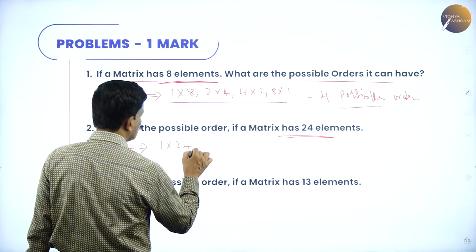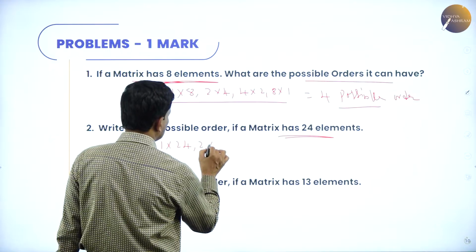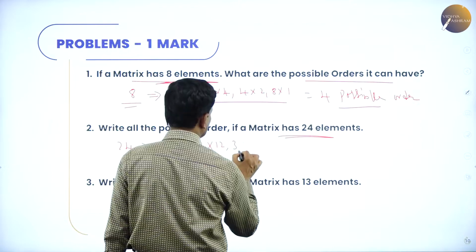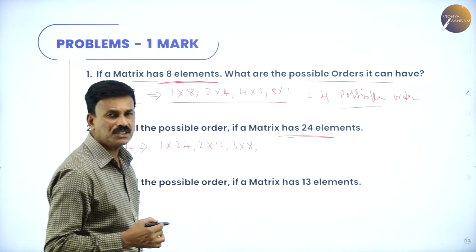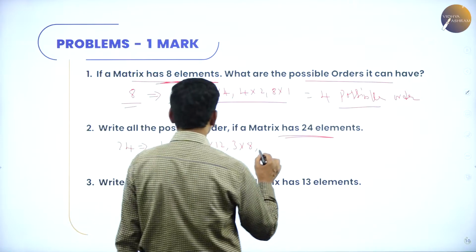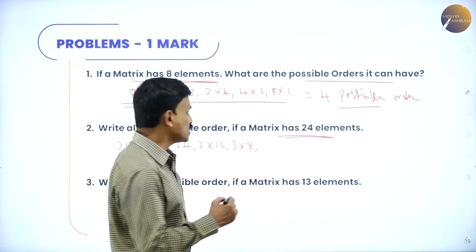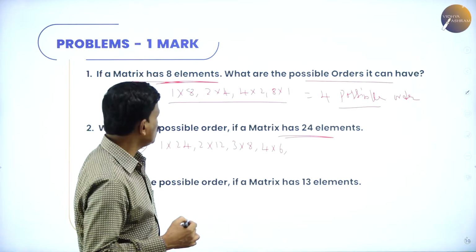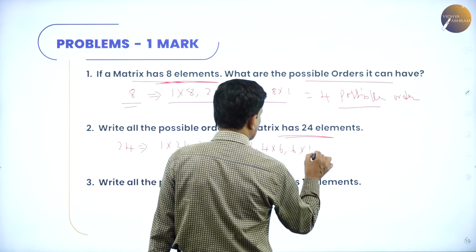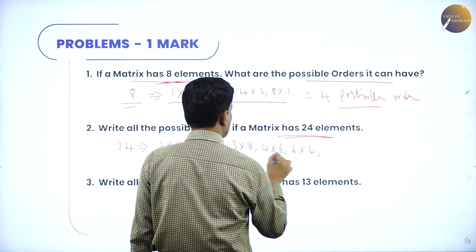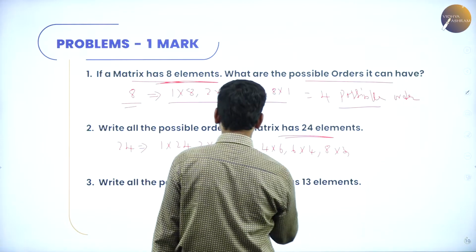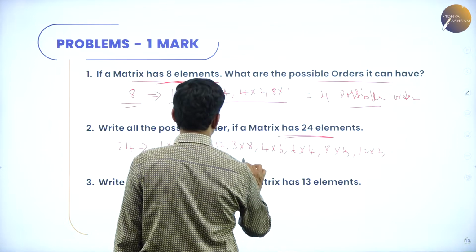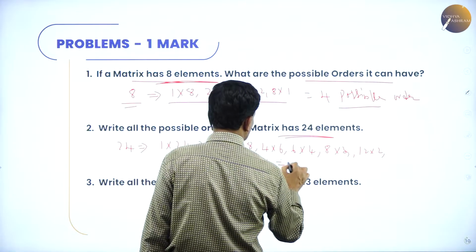First is 1 into 24. Next is 2 into 12, 12 2s are 24. Again from 3, is it possible? 3 into 8, 8 3s are 24. Then from 4, 4 6s are 24. Then 5 not possible. Again from reverse, 6, 6 4s are 24. Again we will come to 8, 8 into 3, 8 3s are 24. Again 12 into 2, 12 2s are 24. Again 24 into 1. So these are all the possible orders.